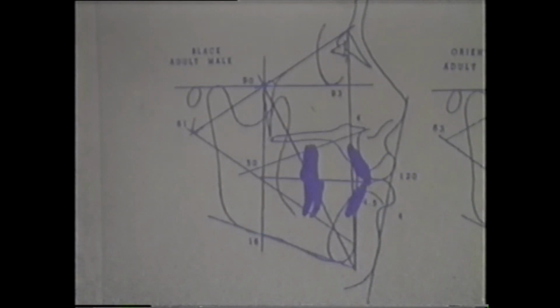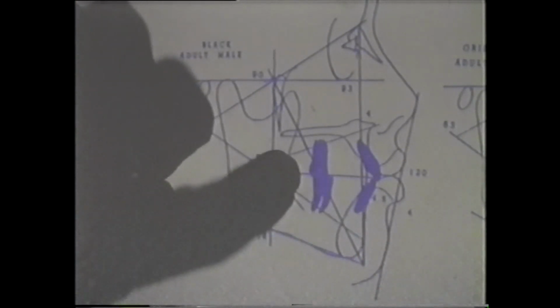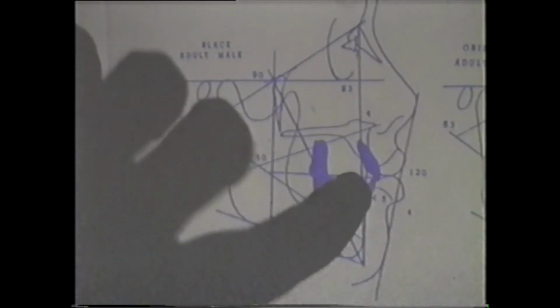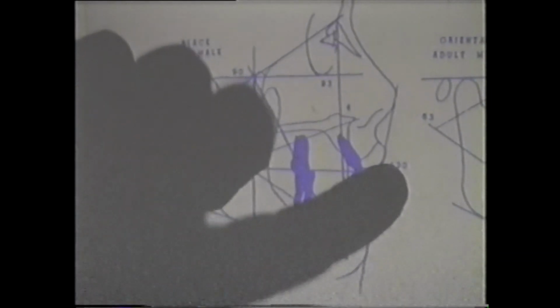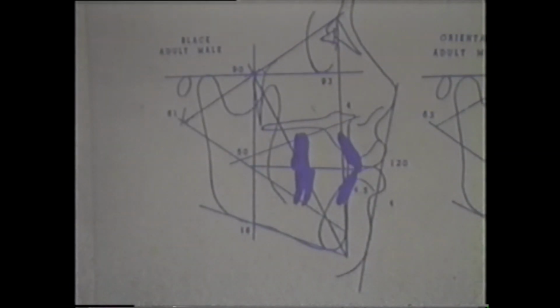They have a 50-degree denture height, look at this, and a 4.5 millimeter protrusion. Interincisal angle 120. That calls for a proversion setup for sure. All right, now look at the orientals.